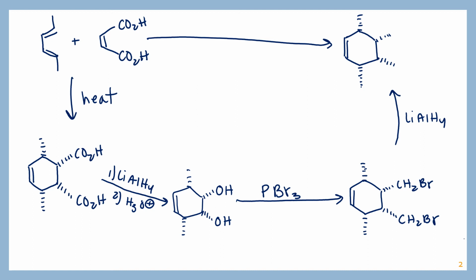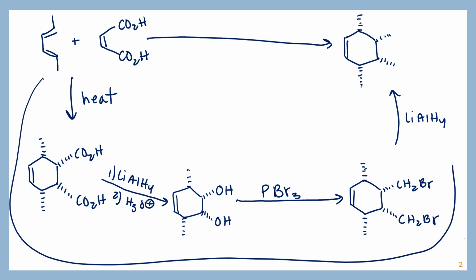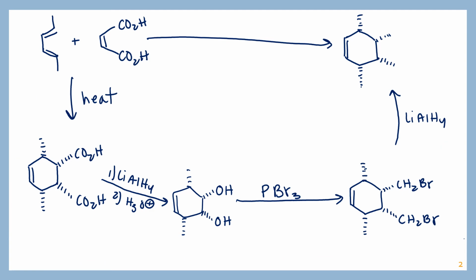You need to consider, are my dienophile substitutions pointing in the same direction as my diene substitutions? Is my diene cis or trans? Is my dienophile cis or trans? If my dienophile does not have electron withdrawing groups on it, I need to figure out how to make those electron withdrawing groups, right? So this is just a pathway that you can have in your head now, and you can borrow pieces from it essentially.